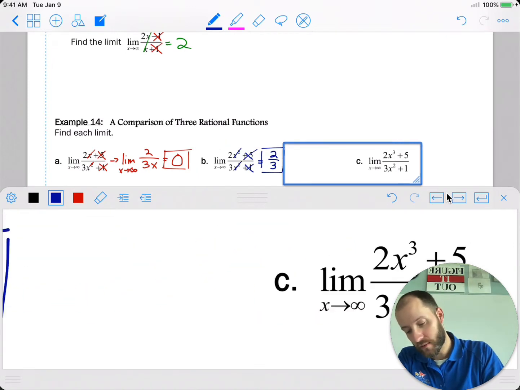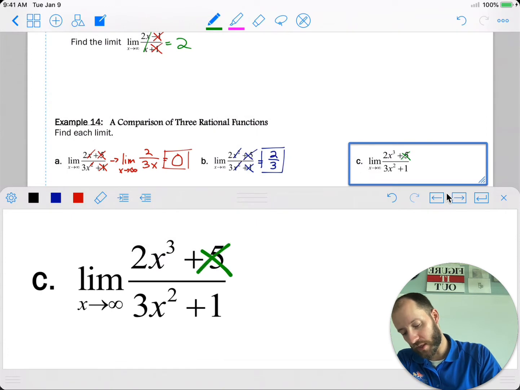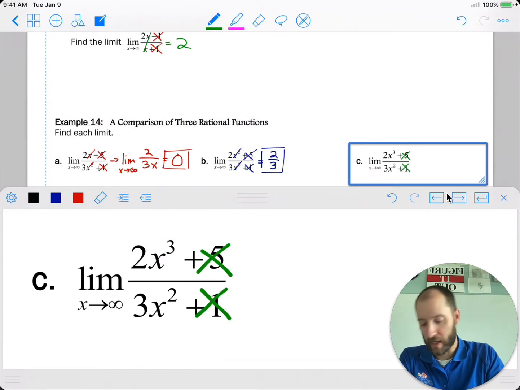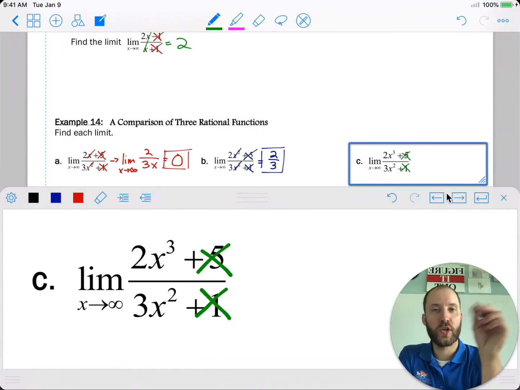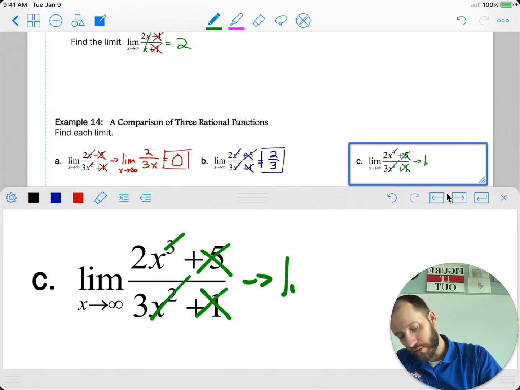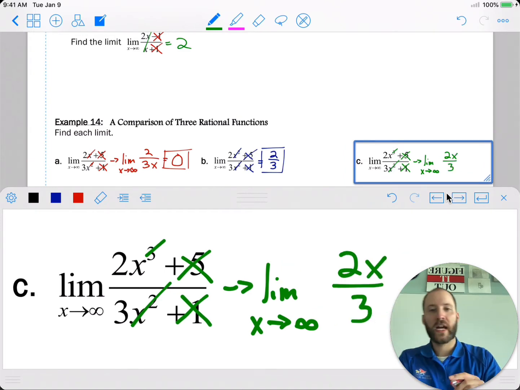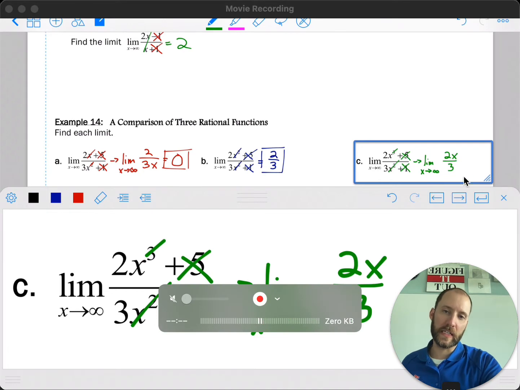Example C. Again, that plus 5, that plus 1, not really significant. There's an x cubed in the top, x squared at the bottom. We can take away 2 of those x's. So you're left with the limit as x approaches infinity of 2x over 3. So kind of going the other way, you can see it there, okay.